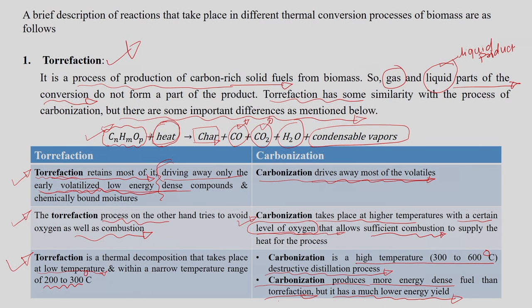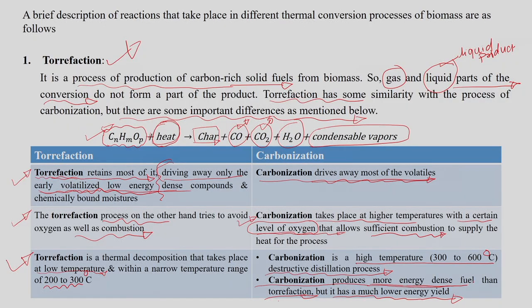So, this is one of the important differences between the torrefaction and the carbonization process, because of the utilization of the oxygen level during the process. Although it produces more energy dense fuel than the torrefied product, the produced product has much lower energy yield than that of the torrefied product. And because of that, the torrefaction process is gaining more prominence due to its attractive use for co-firing of biomass in coal-fired power stations as well.